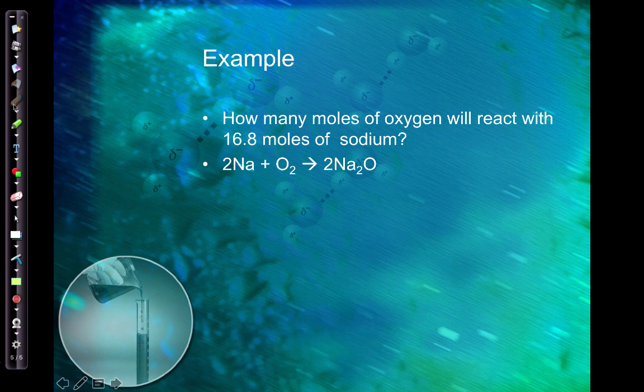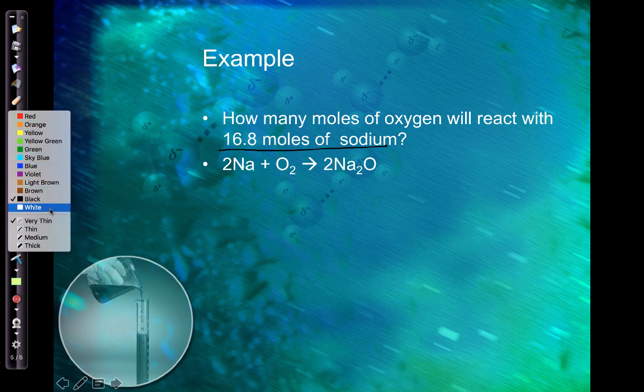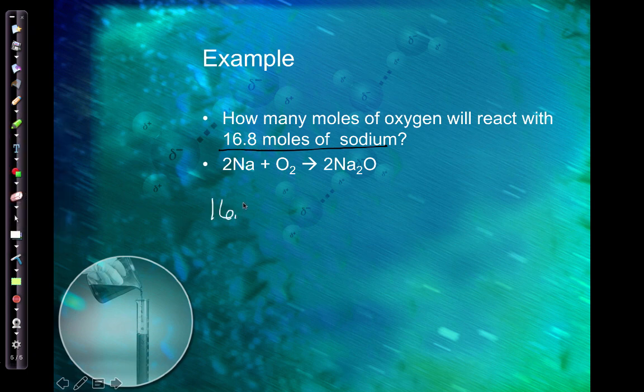Alright, so how many moles of oxygen will react with 16.8 moles of sodium? So again, we're given information about one item, sodium, and then I'm asking about the oxygen. So I'm starting with 16.8 moles of sodium. If I want to go from moles of one thing to moles of another thing, that's just one step. So moles of sodium will be on the bottom, and moles of oxygen will be at the top. So that would be 1 mole of oxygen for every 2 moles of sodium. So 16.8 divided by 2 should give me 8.4 moles.